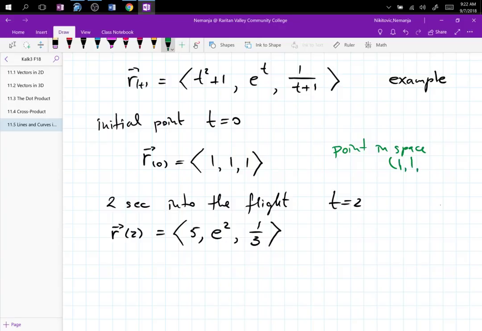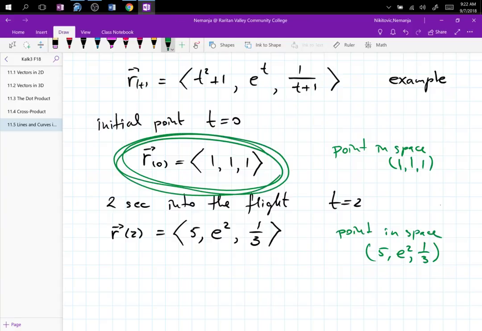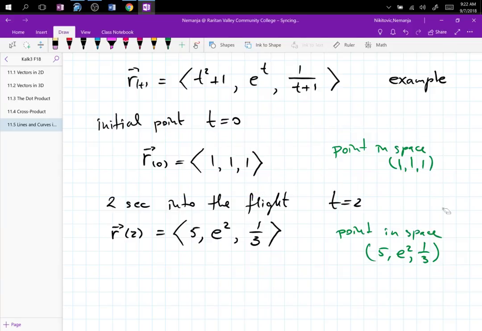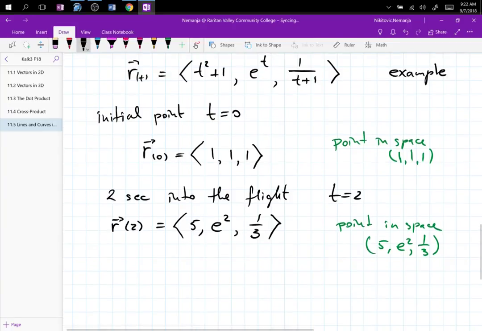Would be 1, 1, 1. Point in space, 5, e squared, 1/3. It's important to know that this is a vector and this is a point. You have the spiky brackets and you have parentheses, so make sure you make those. Don't want to forget that.